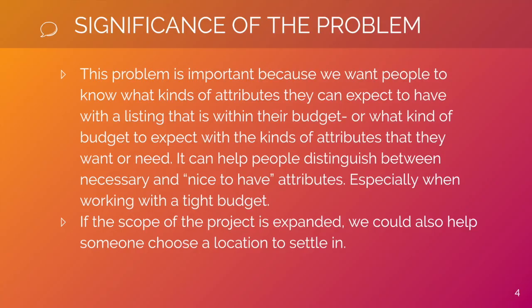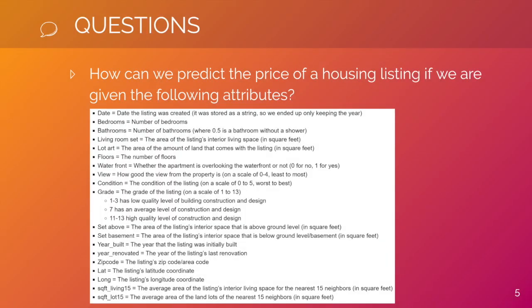Why this problem is important is because we want people to know what kinds of attributes they can expect to have with a listing that is within their budget, or what kind of budget to expect with the kind of attributes that they want or need. So it can help people to distinguish between necessary and nice to have attributes, especially when working with a tight budget. If we have more time, we could also help someone choose a location to settle in.